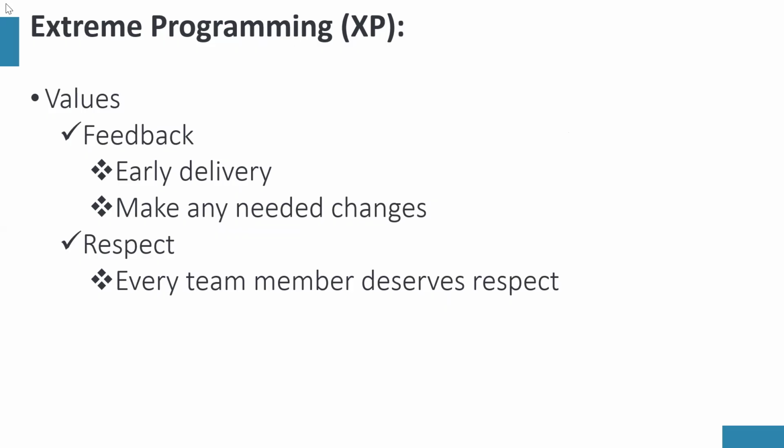Another value is respect. This is an agile value. I mean, it goes all the way. Every team member deserves respect. Why? Because your team is self-organizing. What does self-organization mean? It means that they self-manage. Now, if a team member does not feel that they are respected, they won't give their best. And you don't have a fully functional team because one person is just lagging behind.